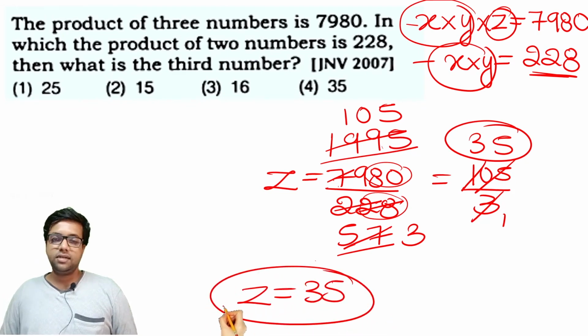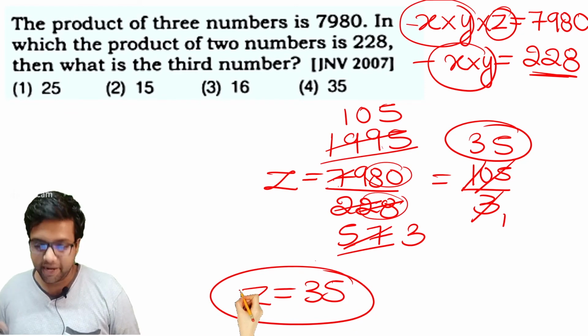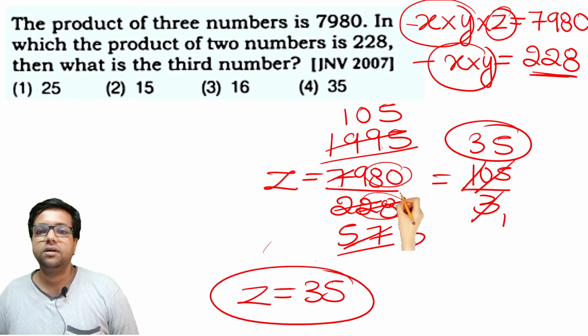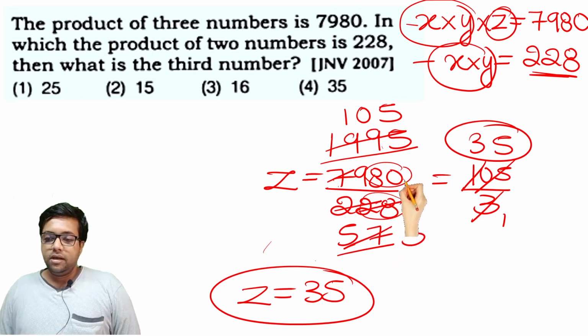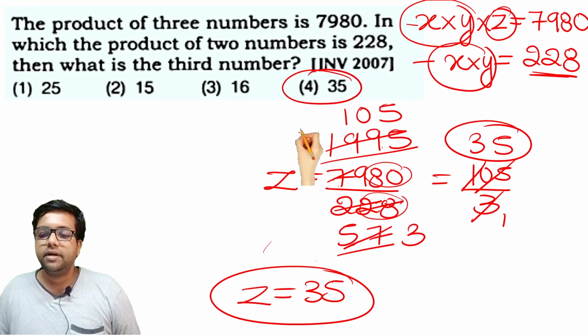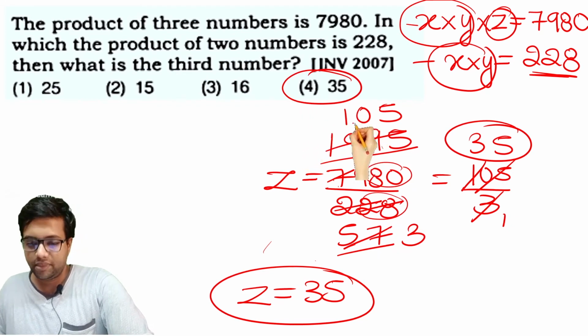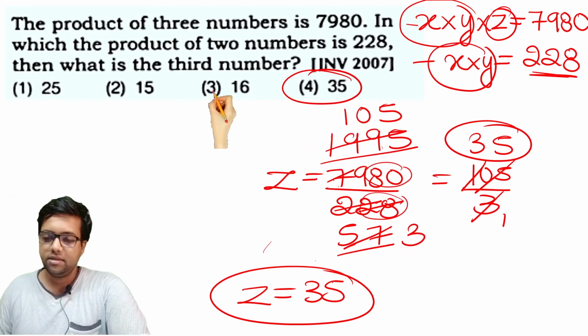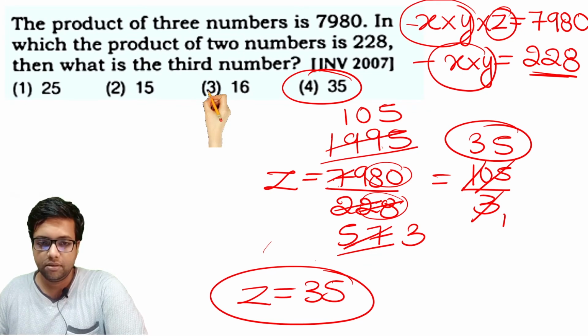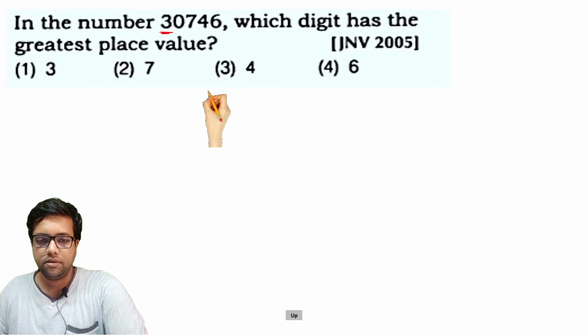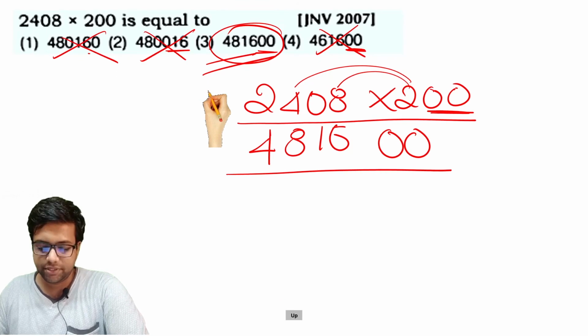If you don't understand this, pause the video, go back and play it again. You should know these techniques to divide big numbers when you are faced with them. Okay, so the right option is option 4. z is equal to 35. Option 4, 35 is the right answer for your question. Okay, let us move on to our next question.